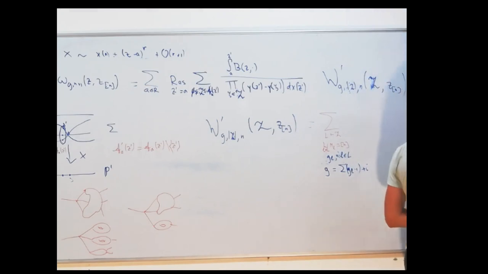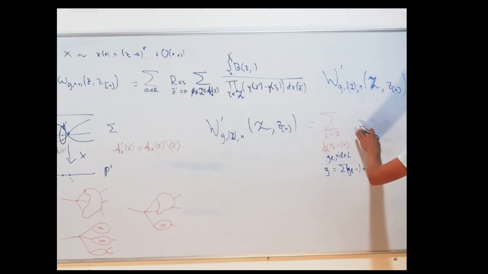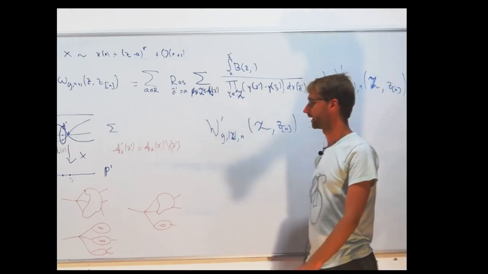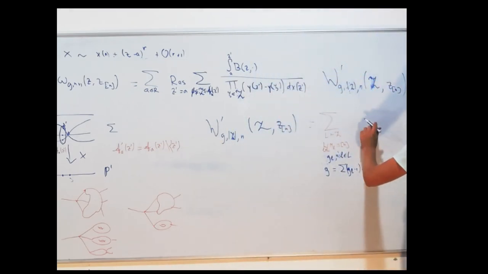Plus I. And then, of course, what do we have left? We have to actually write down the correlators. So we have to take some kind of product.